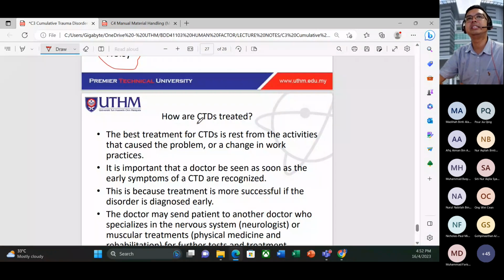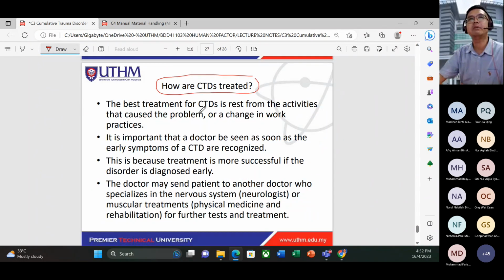And how do we want to treat CTD, to prevent the cause, signs, and symptoms related to MSD? So the best treatment for CTD is rest. Please remember, the best treatment for cumulative trauma disorder is that we need to rest from the activity that causes the problem, or we can change the work practice. So we have to modify the work practice. We want to modify the SOP, standard operating procedure, and other things.